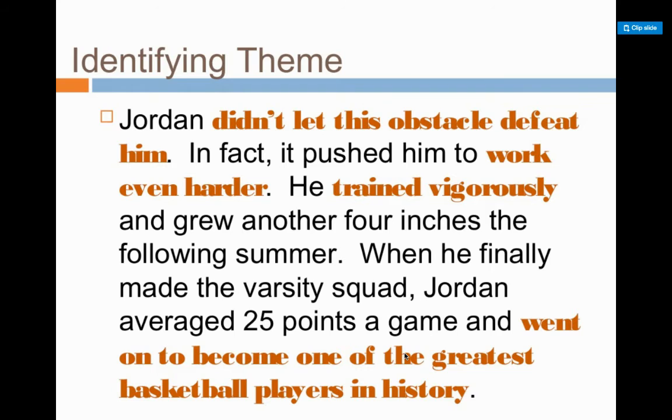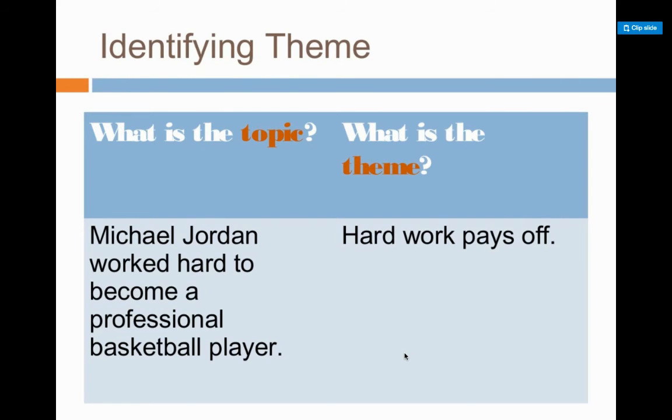And remember, you want to think of theme as being able to apply it to everything, not just one specific person. But topic is applied to one specific person because it's what the main idea is, or what it's mostly about. So, looking at that story, what is the topic? Michael Jordan, specifically one person, worked hard to become a professional basketball player. He worked vigorously, the story said. Now, the theme, which can be applied to everybody or the world, is hard work pays off.